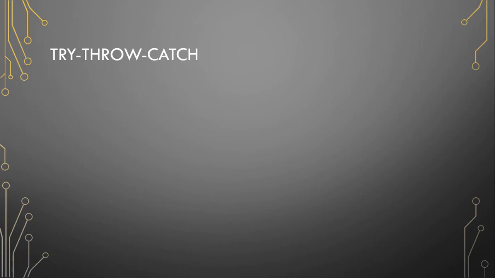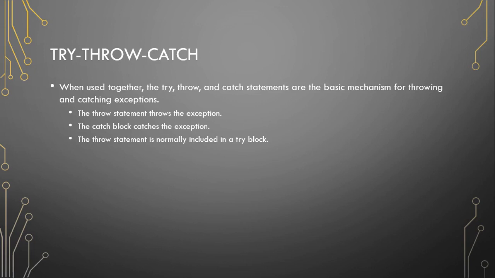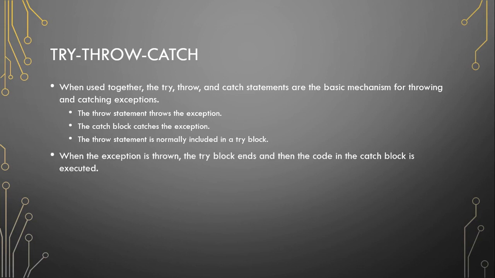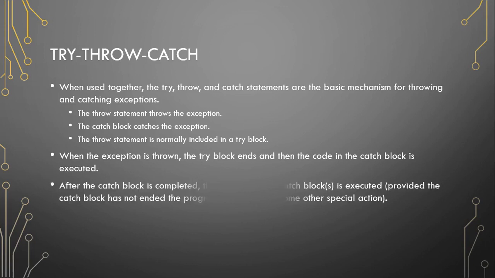Alright, so this is going to tie back into our whole scheme of try, throw, and catch. When used together, the try, throw, and catch statements are the basic mechanism for throwing and catching exceptions. The throw statement will throw the exception. The catch statement, or the catch block, will catch the exception. The throw statement typically is included within a try block. Now, when the exception is thrown, the try block ends, and then the code in the catch block is executed.